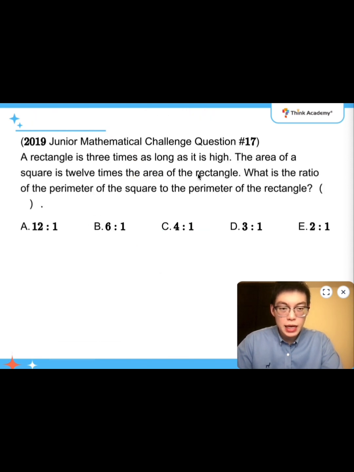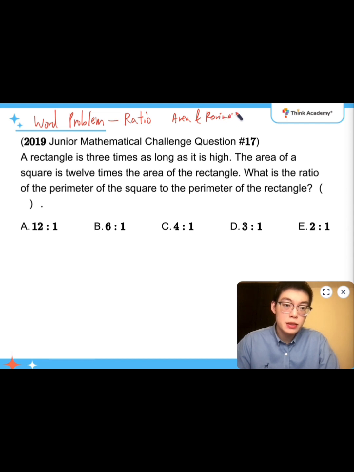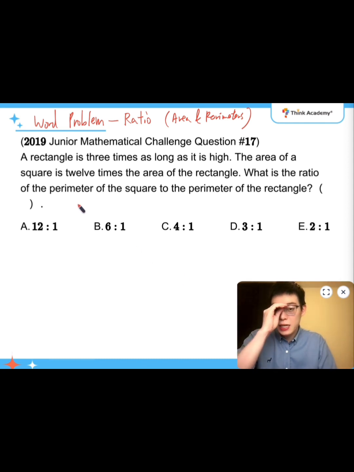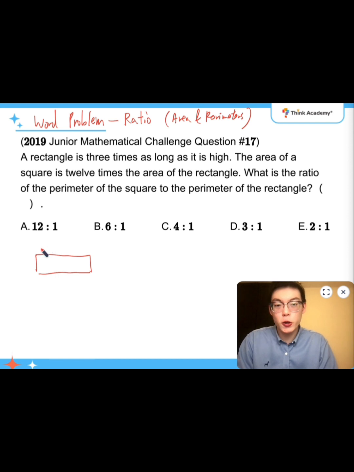And question 17. I would say that this is an easier one. It's a word problem on ratio. And of course, it also includes knowledge in geometry, like area and perimeter. So that's also included in this question. It says that a rectangle is 3 times as long as it is high. I'm not really sure why it is describing it that way, but I guess we do understand what it means.